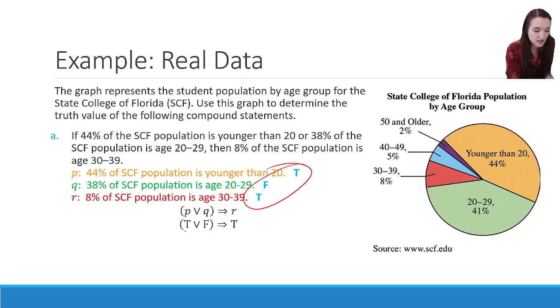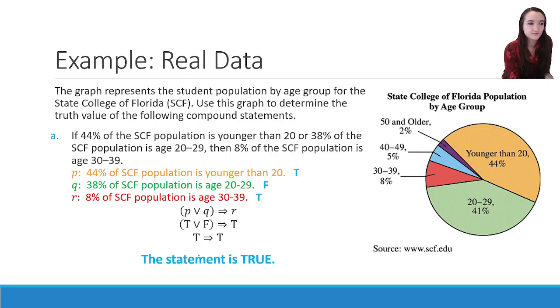So then we break this down, T or F. Well, what do we know about the OR statement? OR statements are only false if both are false. Both aren't false, so we know this one has to be true. So that becomes true implies true. And then what do we know about our conditional statement? It is only false if it starts true and ends false. This starts true and ends true, so our final statement is true.